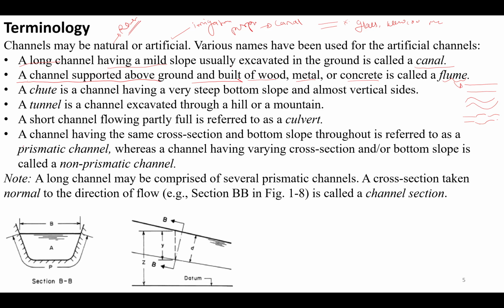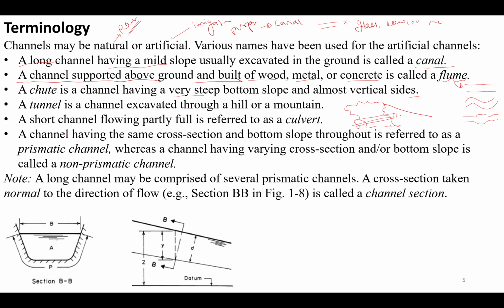Okay, now what is a chute? It is a channel having a very steep bottom slope and almost vertical sides. So a very steep bottom, this is known as a chute channel. A tunnel is a channel excavated through a hill or a mountain. Let's suppose a mountain is there and in between the mountain you have made a tunnel for water supply and maybe another purpose also. So this is the tunnel.